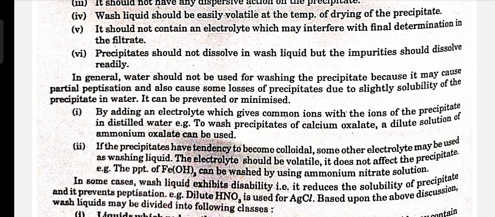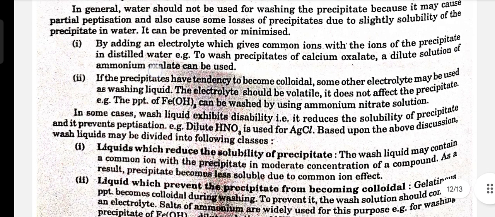Example, to wash a precipitate of calcium oxalate, a dilute solution of ammonium oxalate can be used. Number 2, if the precipitate has a tendency to become colloidal, some other electrolytes may be used as washing liquid. The electrolyte should be volatile and should not affect the precipitate. Example, the precipitate of Fe(OH)3 can be washed using ammonium nitrate solution.